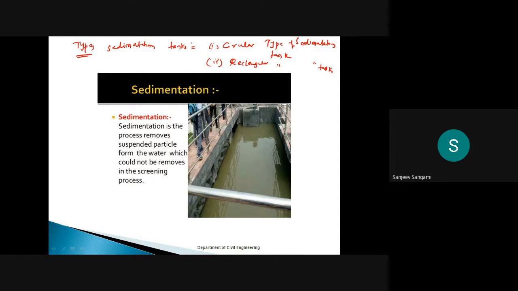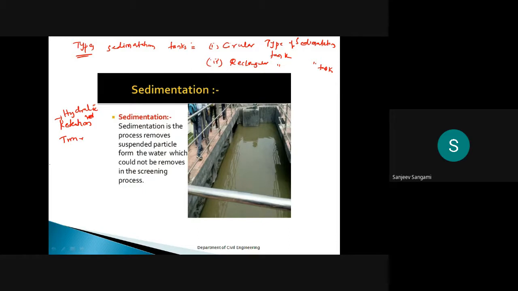What you can observe here is a rectangular type of sedimentation tank. You can see the length and the breadth. What we do is allow the water to stay for a long time. Here one very important term is retention time, normally called hydraulic retention time. Hydraulic in the sense of the water retention time.